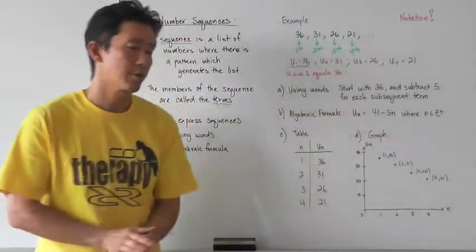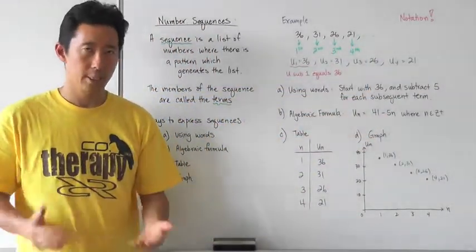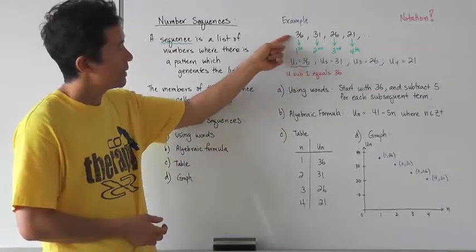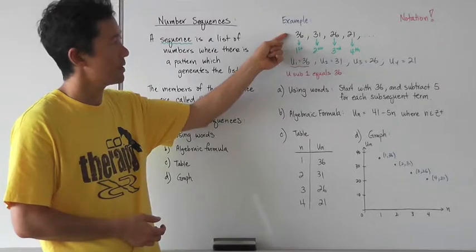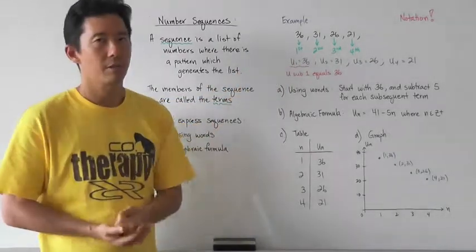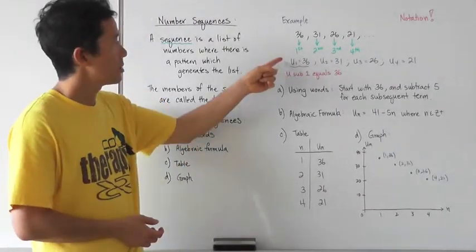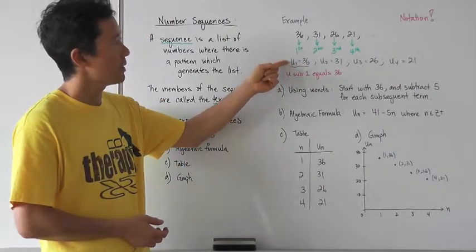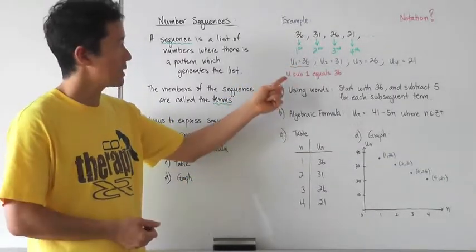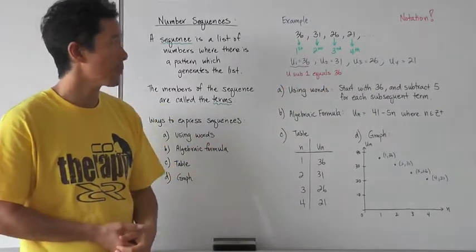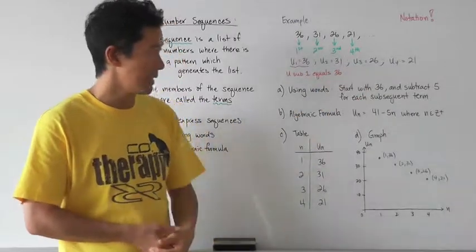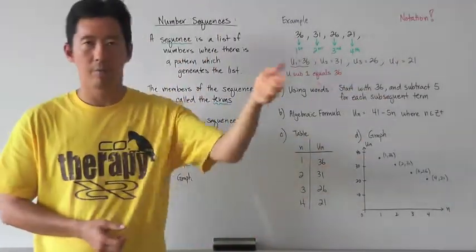It's going to be very, very important that you remember what this notation represents, as well as how to say it. So I'm going to associate this particular term, which is the first term of this sequence, as u sub 1. And the u is going to generally represent a sequence. So u sub 1 represents the first term of the sequence, and that's going to be equal to 36. So what we say is that u sub 1 equals 36. In the same fashion, u sub 2 is equal to 31, u sub 3 is equal to 26, u sub 4 is equal to 21, and we could go on forever.